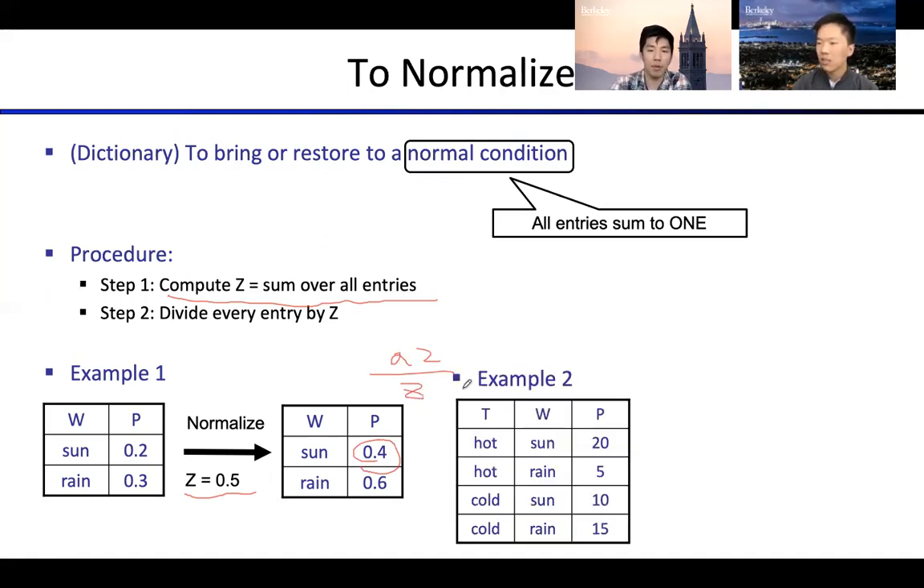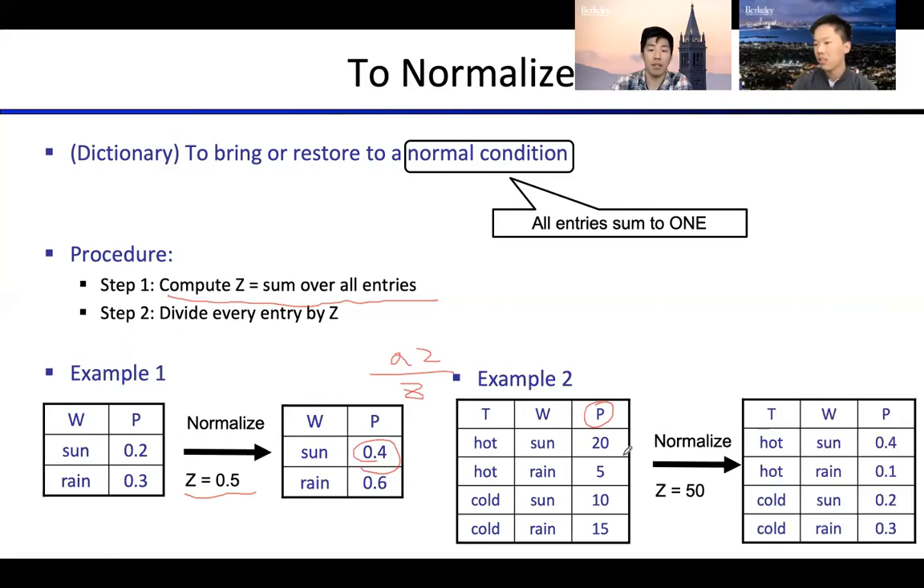For the second example, imagine that this P doesn't represent a probability, but instead some other values. Similarly, we can normalize it in the way that a probability distribution requires.